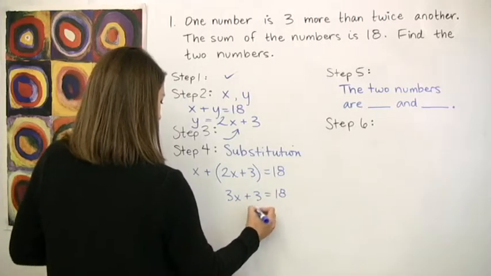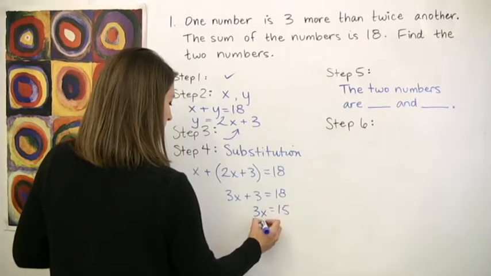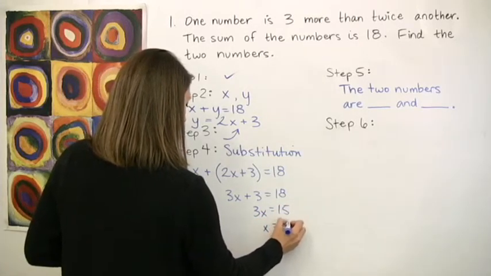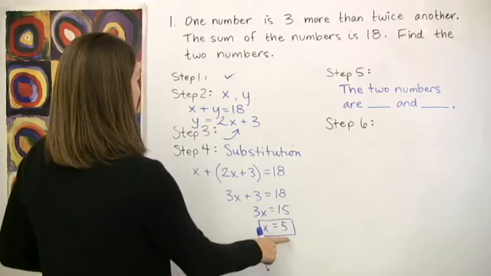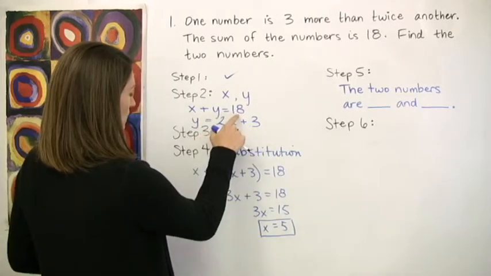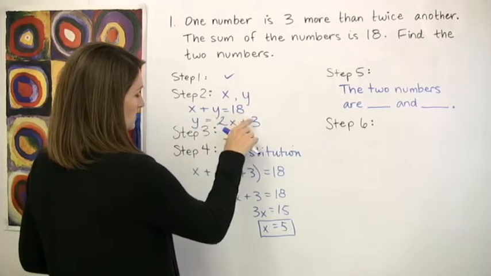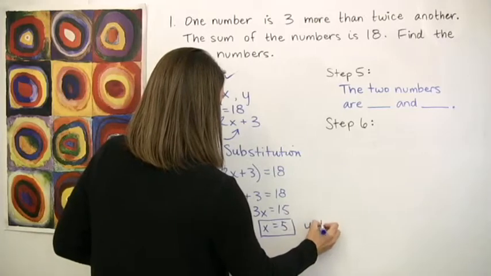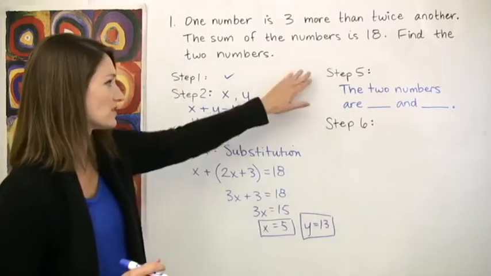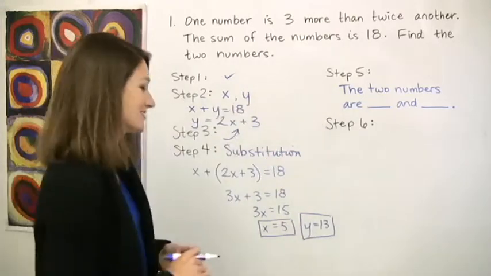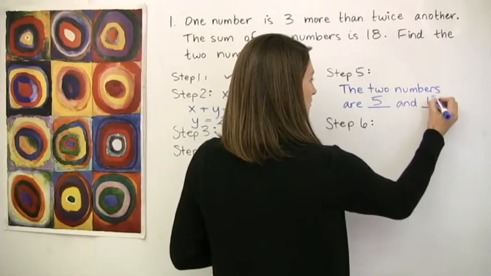And then let's add negative 3 to both sides, which leaves 3x equals 15. Divide both sides by 3, gives us x equals 5. So here's one solution, x is 5. So we plug 5 back into our equation. Let's do the first one here. If we have 5 plus y equals 18, subtract 5 from both sides, and we're left with y is equal to 13. So here's our two numbers. If we move on to step 5, we can state our answer in a sentence, and we say the two numbers that we needed to find are 5 and 13.